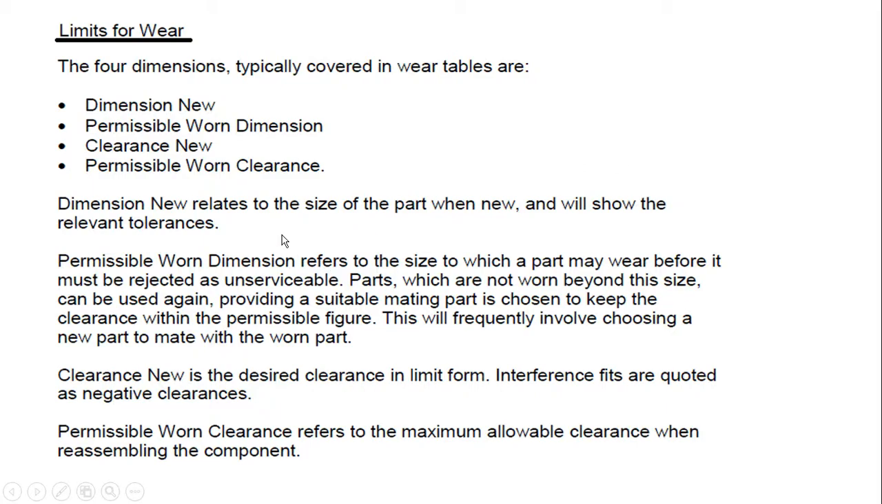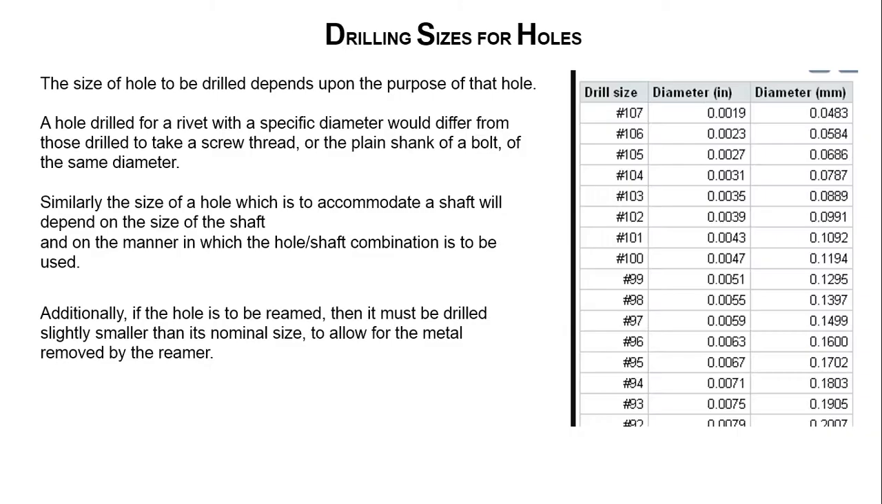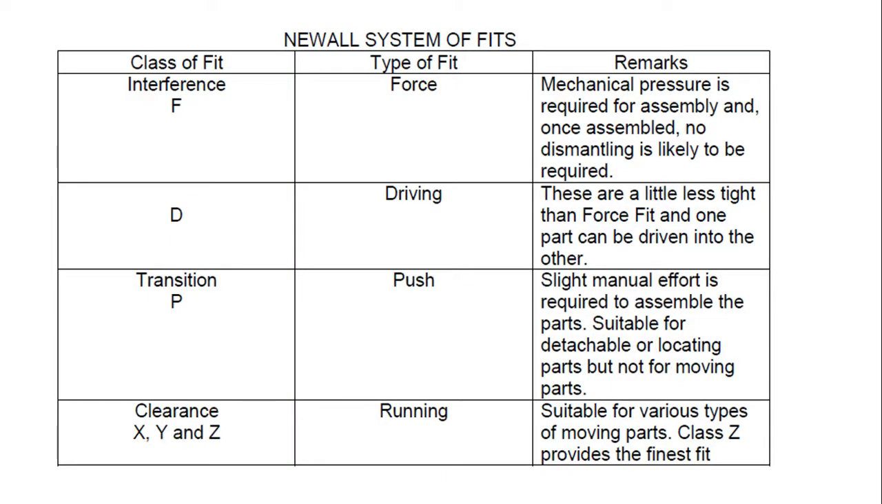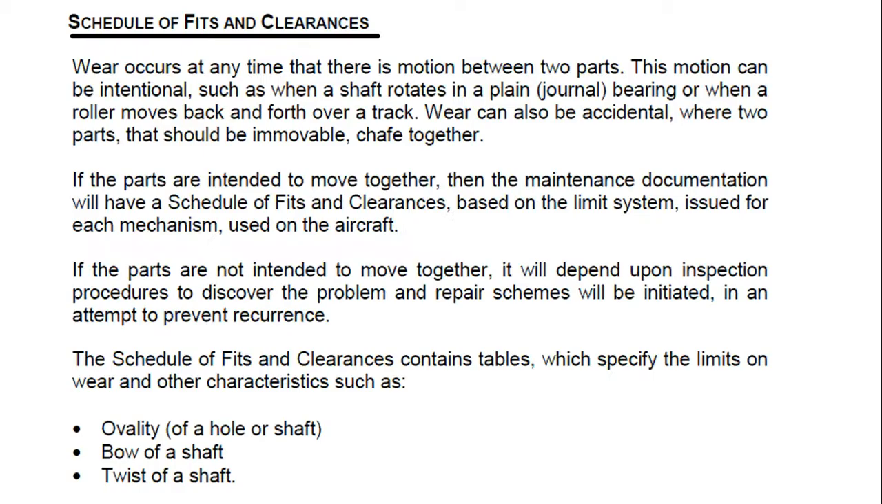So dear students, today we covered these things: the bearing sizes, the classes of fit and its standard. So this is the table for the naval system of fit, British standard, and schedule for fit and clearance, right? For the next class, we will discuss ovality, bow of shaft, and the twist of shaft. So we can end the session for today.